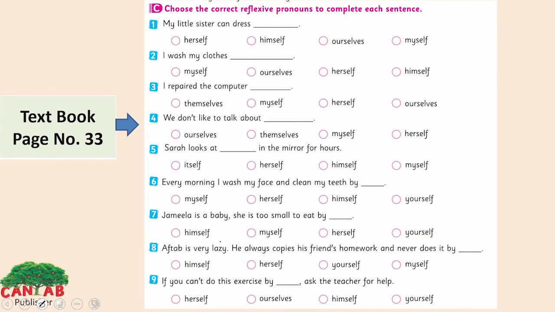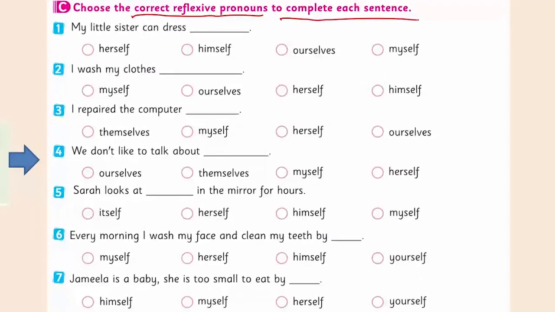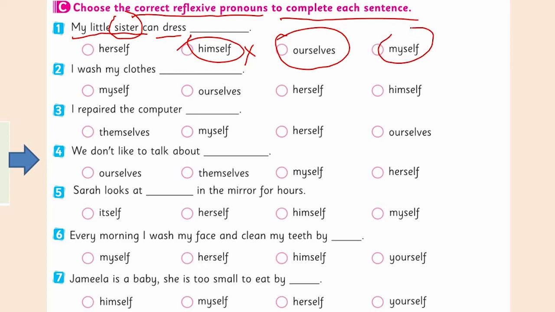Now look at the exercise of it on page number 33. Choose the correct reflexive pronoun to complete each sentence. My little sister can dress. Yes, sister is a what? Feminine noun here. So we have to choose a reflexive pronoun here. Himself, no, it's used for a masculine noun. Herself, no. The sister is only one, little sister. Myself, no. The person is not talking about him or herself. That person is talking about her sister. Yes, herself here. My little sister can dress herself.